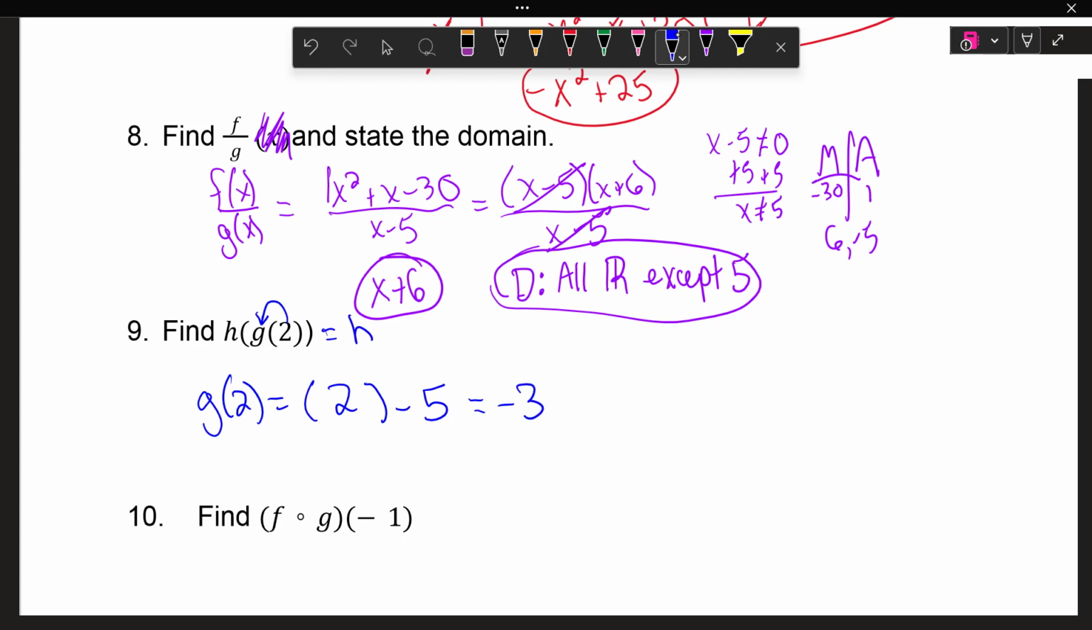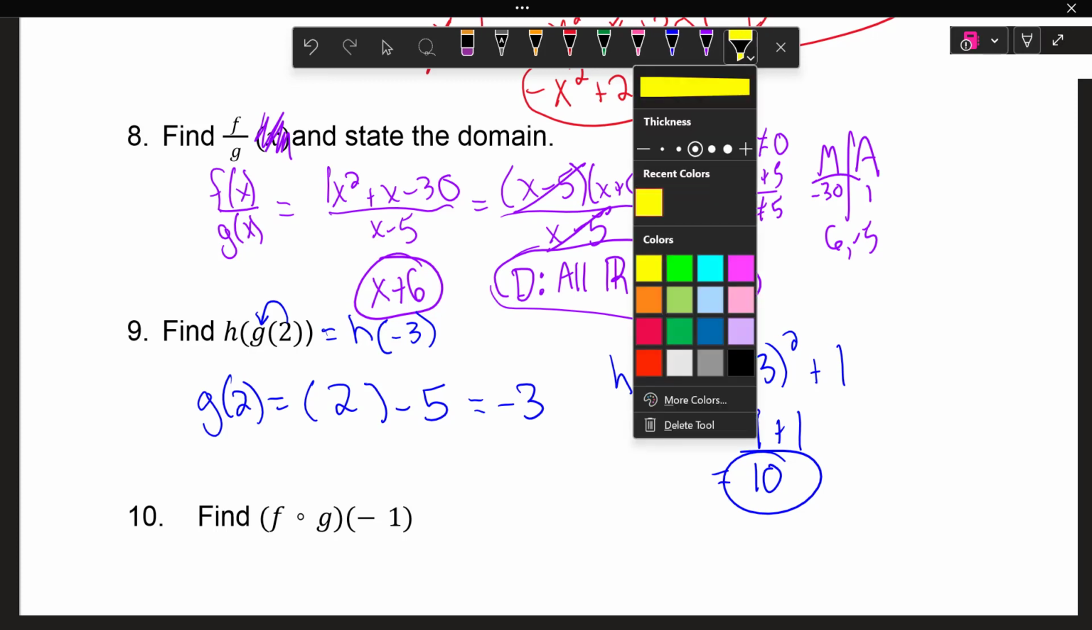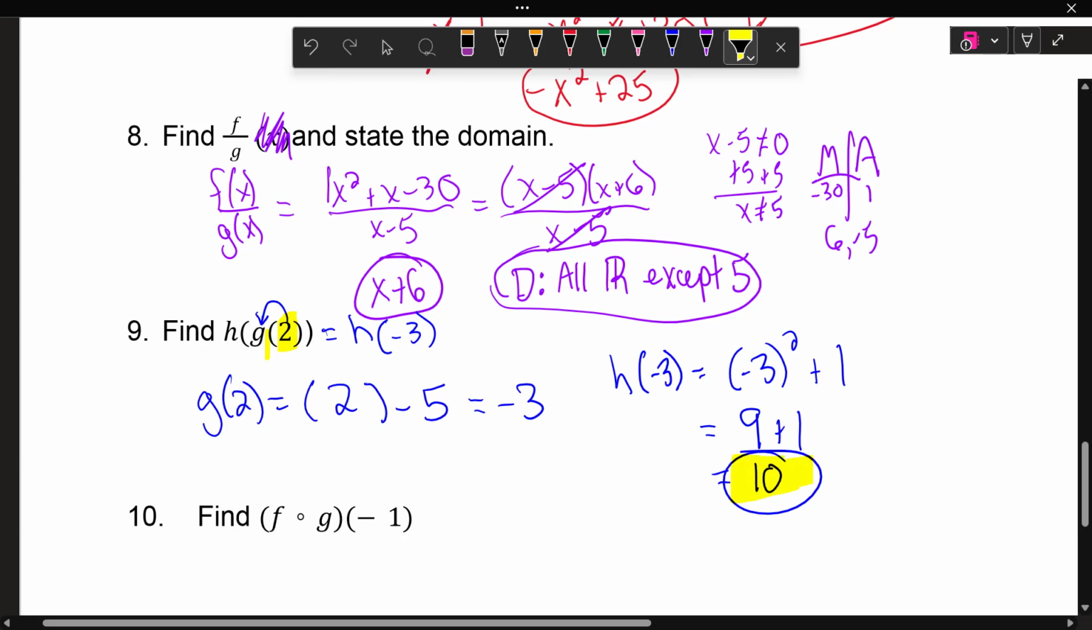So now this turns into not h of g of 2, but h of negative 3, because g of 2 is negative 3. So we substitute in negative 3 to the h function. So that would be negative 3 squared plus 1. That's 9 plus 1, or 10. So if we put in a numerical value, like we're doing here, you're going to get a numerical value for your answer. If you don't, you did something wrong.